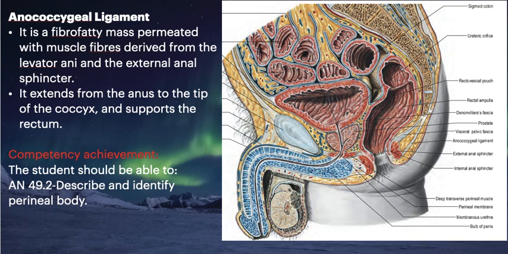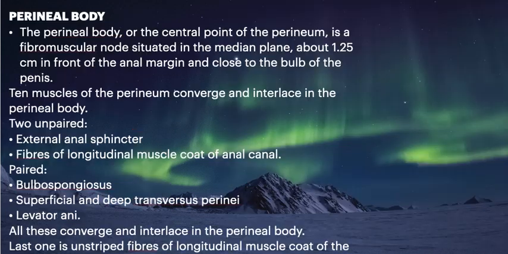The anococcygeal ligament is also supporting the rectum, right? Now, according to competency AN 49.2, we should be able to describe and identify the perineal body. So, let's see next what exactly is the perineal body.